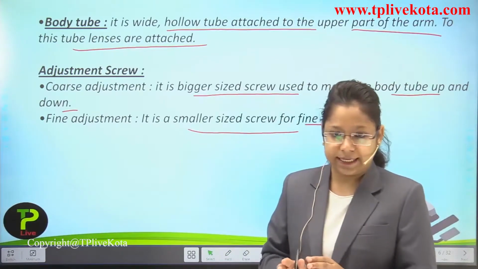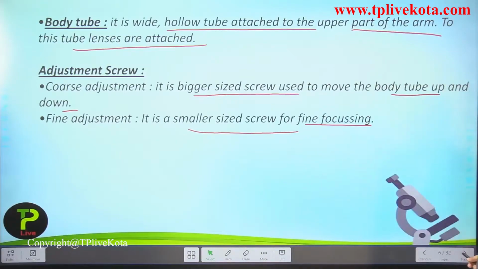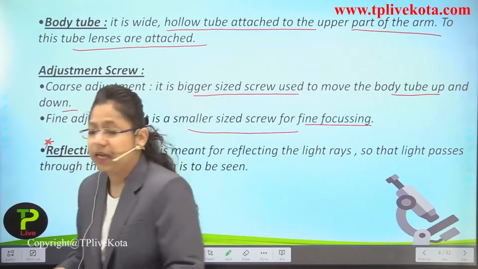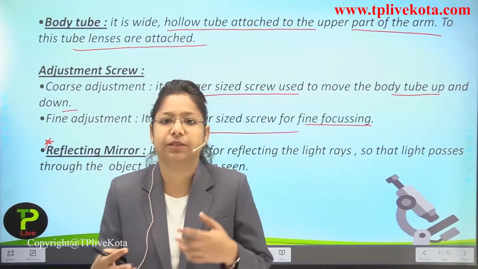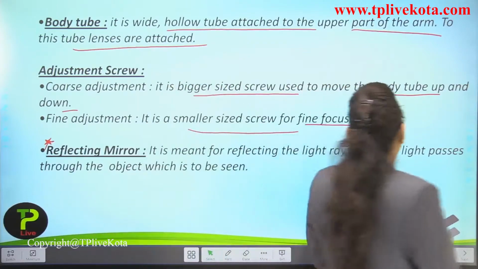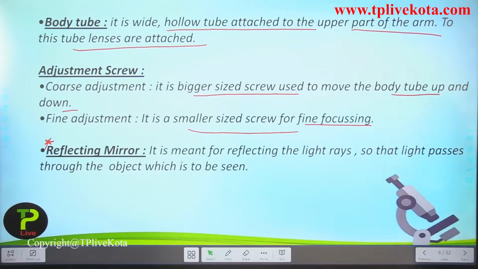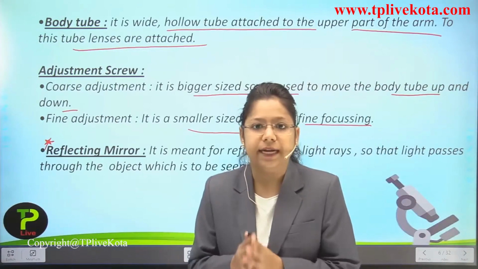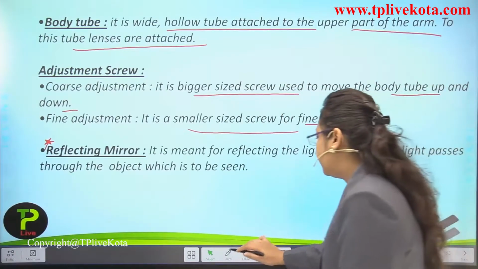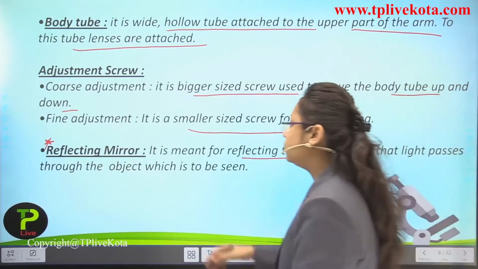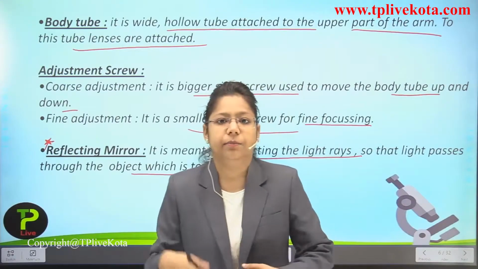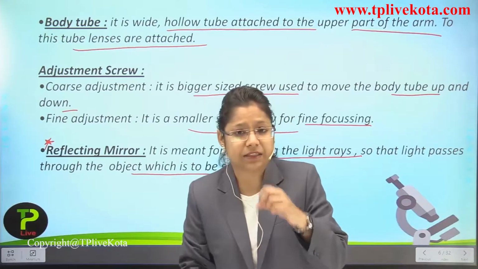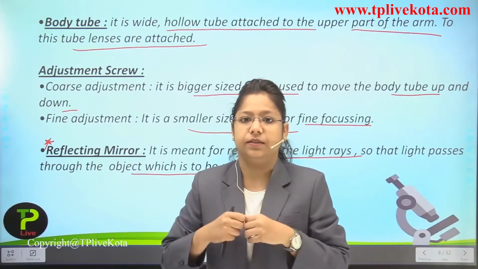Okay, did you understand this part? Moving on towards the next part, the reflecting mirror. This is the important part of the microscope, and without it, no cell organelle or anything can be seen under the microscope. It is meant for reflecting the light rays. It has been written over here also, and light passes through the object which is to be seen. Means it reflects the light that is coming from the surroundings, and the light passes through the object which has to be observed under the microscope.